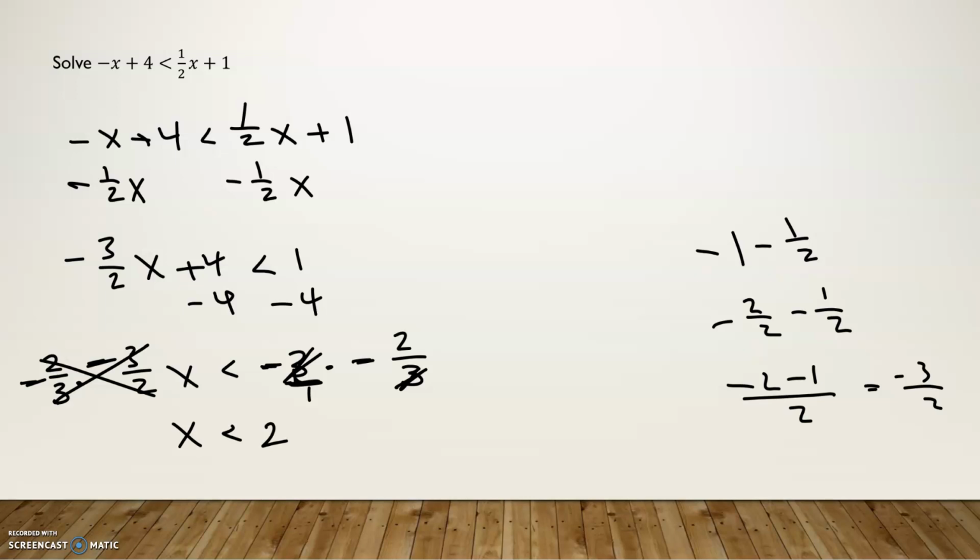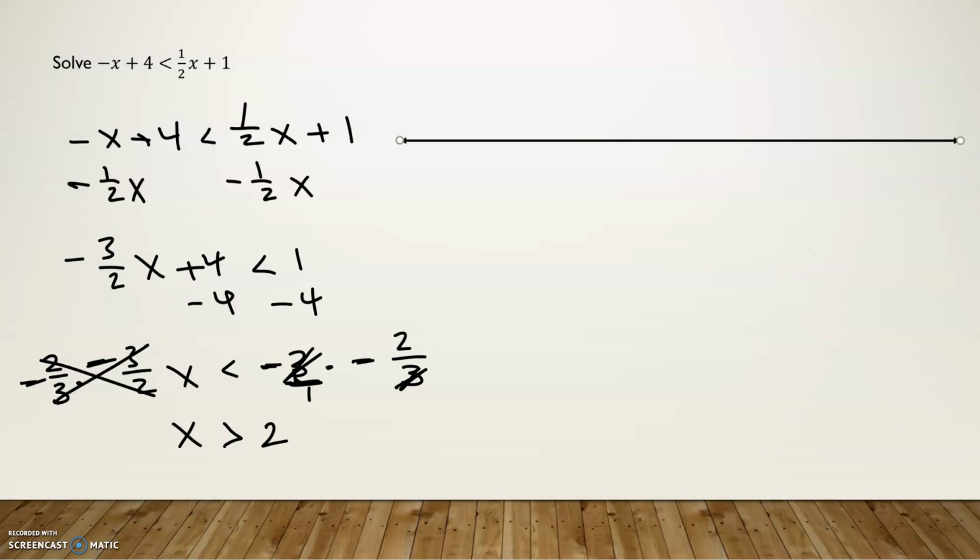x less than 2. Now notice, right above it, I multiplied by a negative number. So because I did that, your sign needs to flip. So now it's x greater than negative 2. Okay, so if we graph this, with 0, 1, and 2, I'm going to have an open circle, and we're going to go this direction.